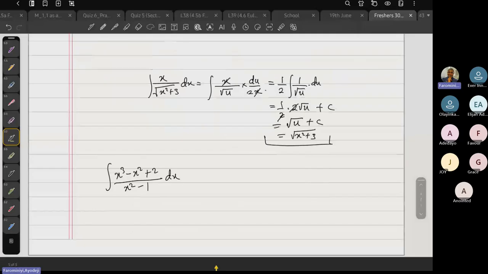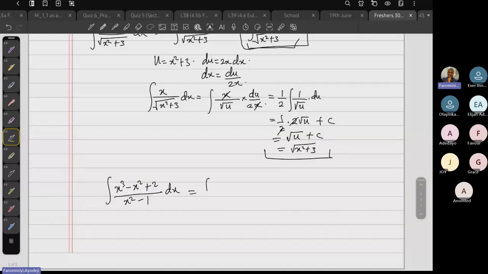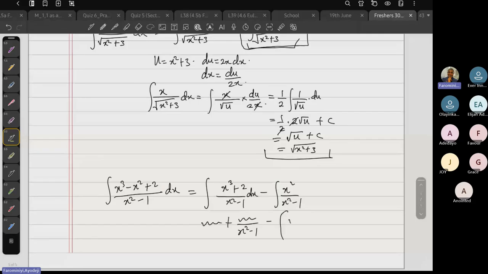So you would have to do a polynomial division. But before you do polynomial division, it is advisable to break it down into pieces first. So x cubed plus 2 over x squared minus 1, then minus x squared over x squared minus 1. In both cases, you will need polynomial long divisions to break it down into something plus something over x squared minus 1. Then again here, something plus something over x squared minus 1. Then you integrate. That is usually the idea for an improper fraction like this.